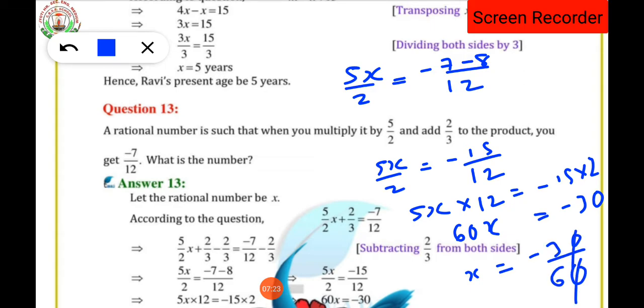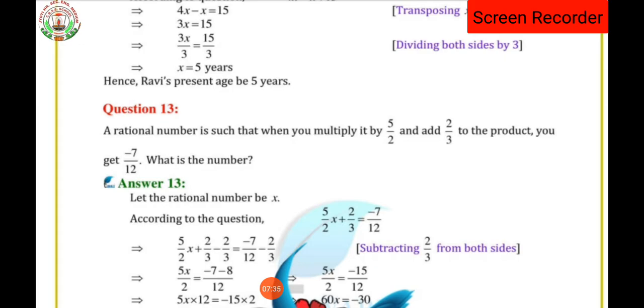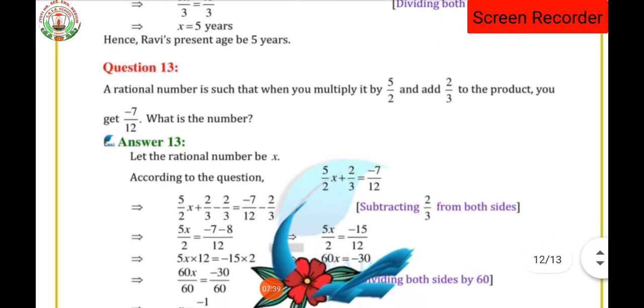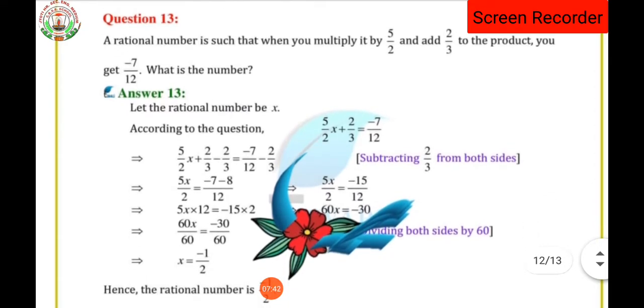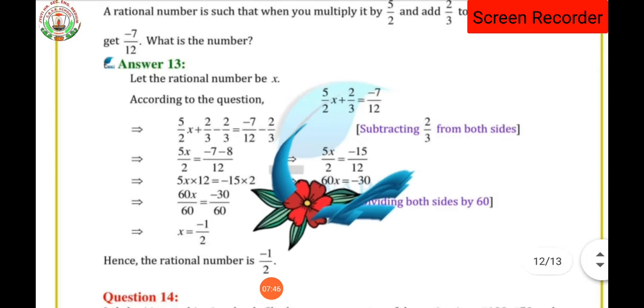So 0 will get cancelled. 3 1s are 3 and 3 2s are 6. So what is the value of x we are getting? The value of x we are getting is minus 1 by 2. What the value of x we got over here? The value of x we got as minus 1 by 2 is the rational number. So have you understood the solution which I had told you right now?